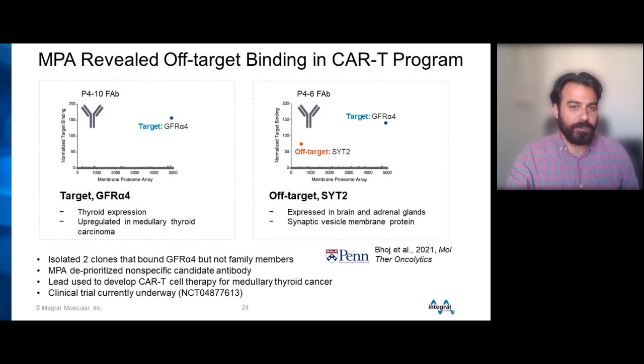To briefly get into some examples of how our customers have used our data, I want to highlight this case study that was done by a lab at the University of Pennsylvania that used us for lead selection in a CAR-T program. They had two antibodies being characterized for potential clinical development, and they used the MPA to screen both of these candidates. And we found that while both molecules hit their intended target, one of them had significant off-target binding. And using these results, they decided to deprioritize the antibody with off-targets, and in the end, the antibody with no off-targets was advanced to the clinic.